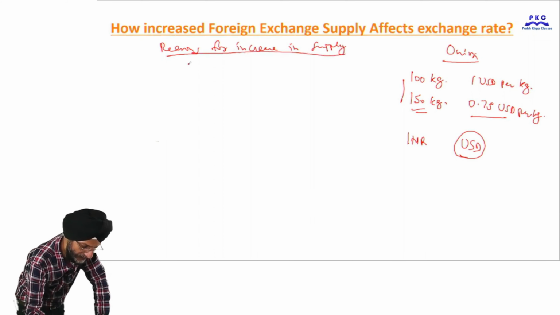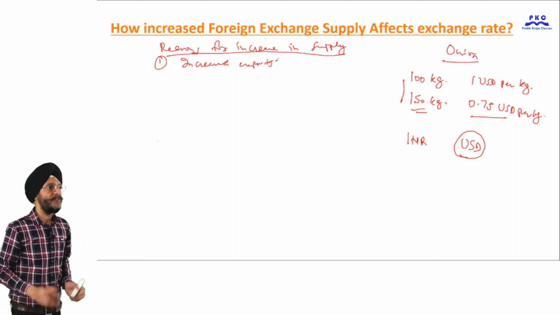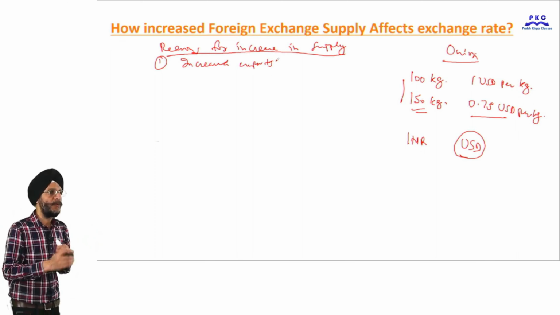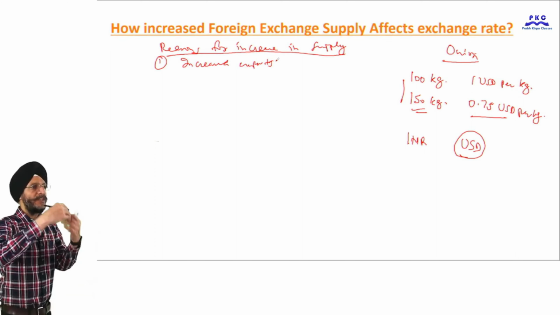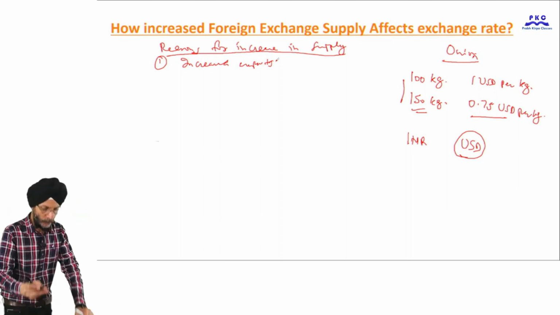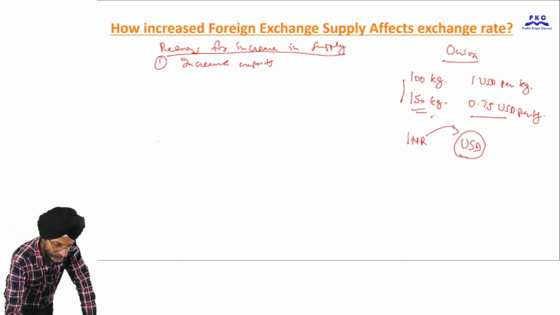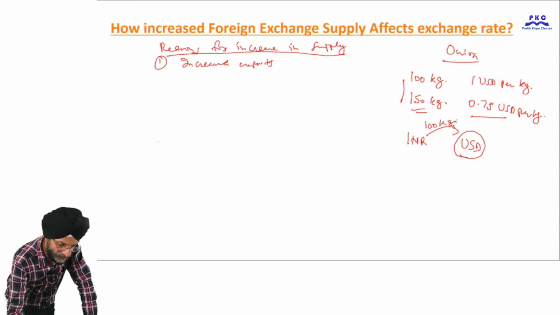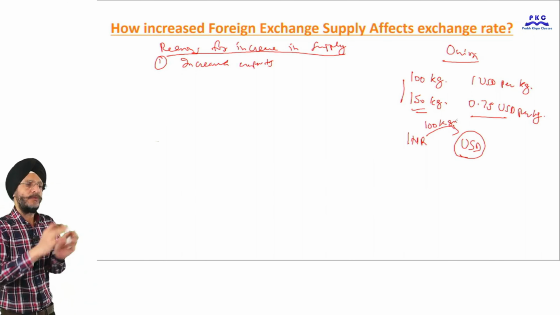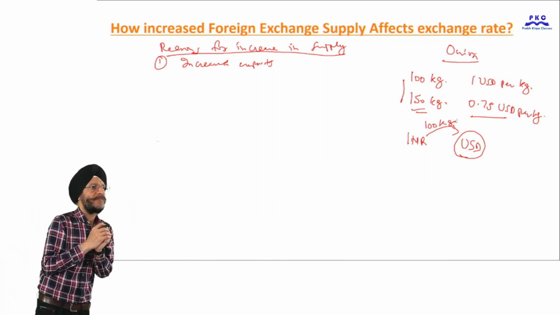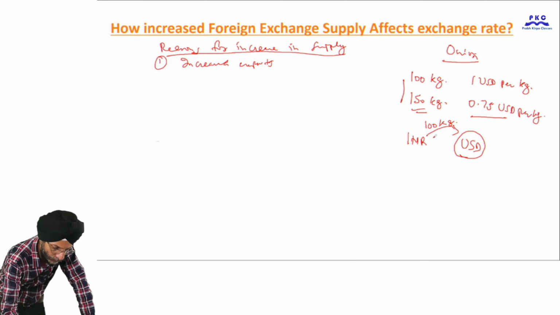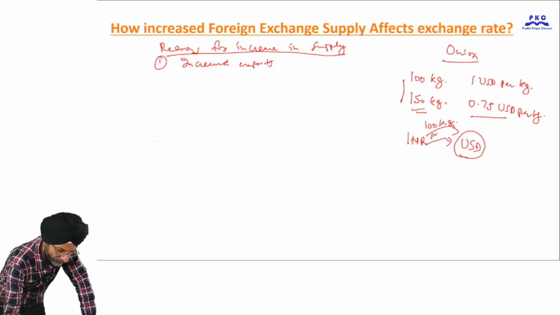It may be possible that exports have increased. We are from India. Suppose we were earlier sending exports, say 100 kg of goods, to US. We are here taking only example. Now our exports have increased to 150 kg.